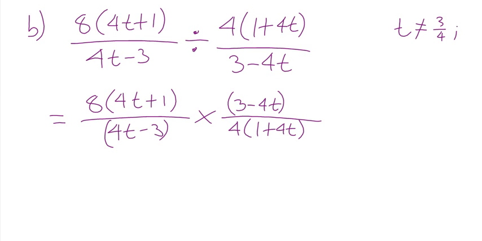I hate it when it's backwards. Are these two terms the same? 4t plus 1, 1 plus 4t? Yeah, they are. So what would the restriction be here? Make this negative, divide by 4. So it's just negative 1/4. Okay, so 2 restrictions. Well, okay, let's write this.